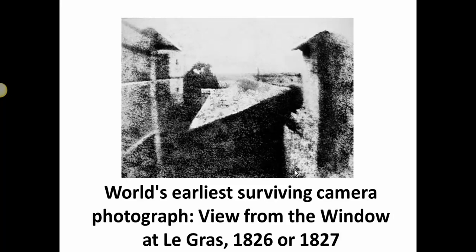This is actually the first photograph that still exists, and it was taken, we don't really know if it was 1826 or 1827. A French inventor named Niepce took this photograph by putting his primitive camera in front of a window, and this is the rooftops in Paris that he recorded. This photograph is actually at the University of Texas. I've actually seen it myself, and it's pretty amazing to know that we are almost 200 years into photography.